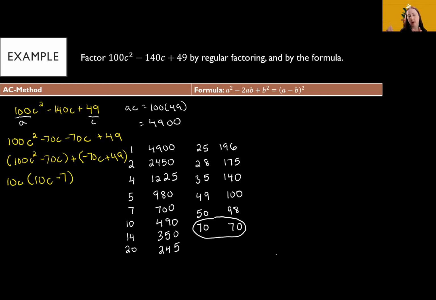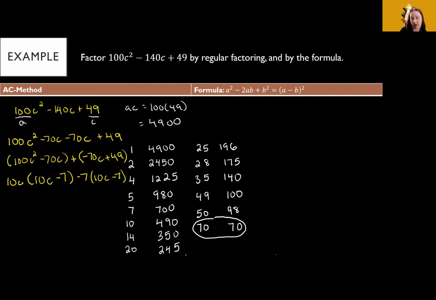Now, the second pair is a negative 70c, and we always factor out a negative if that first part is negative. So I'm going to factor out a negative. And what 70 and 49 have in common is 7. So I can factor out a negative 7, but I can't factor out a c because they don't both have a c. So I'm going to factor out a negative 7. And when I divide them both by negative 7, I get 10c minus 7.